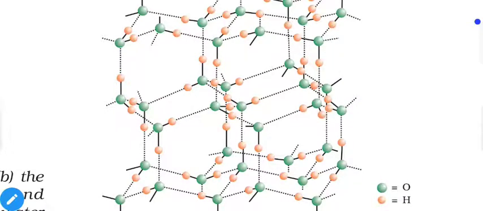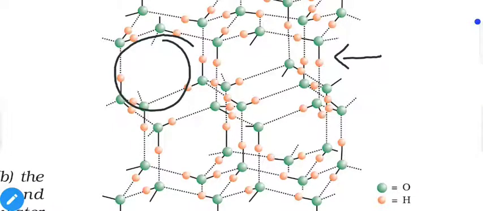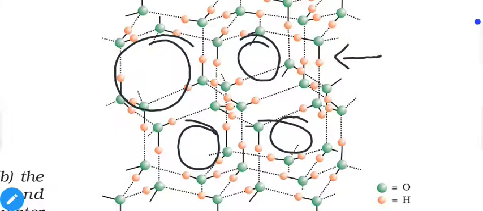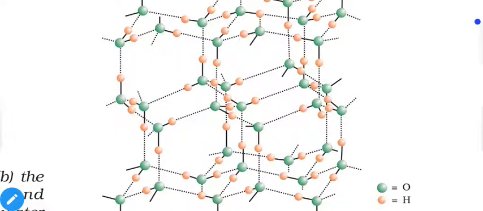And the reason for expansion is mentioned in this three-dimensional arrangement. As we can see, we have large voids or empty space present in solid ice, and because of this empty space, volume expands. So let's discuss this figure. Green dots represent oxygen and orange dots represent hydrogens. So each oxygen atom is surrounded by 4 hydrogen atoms.